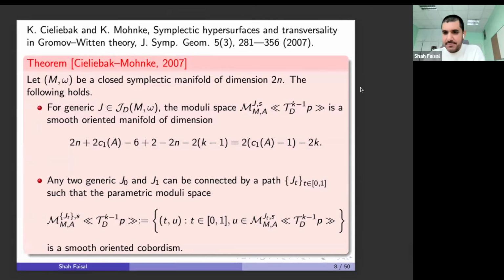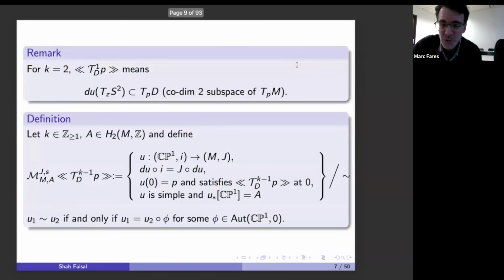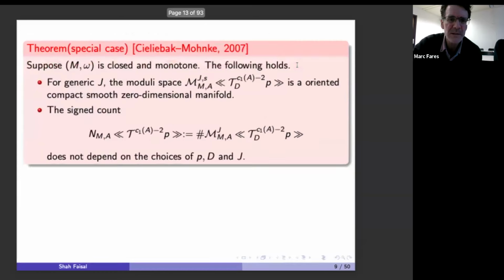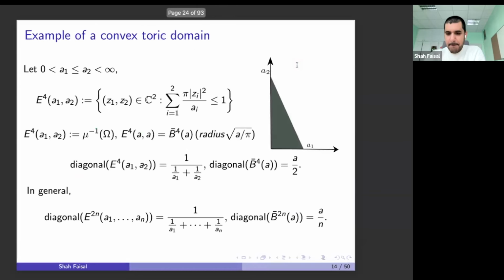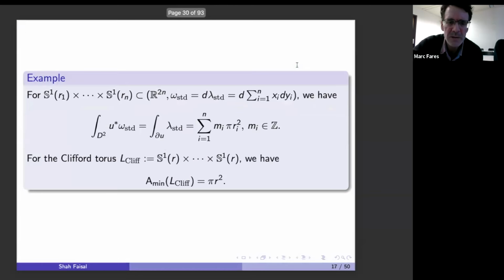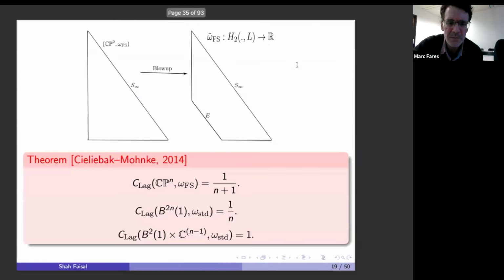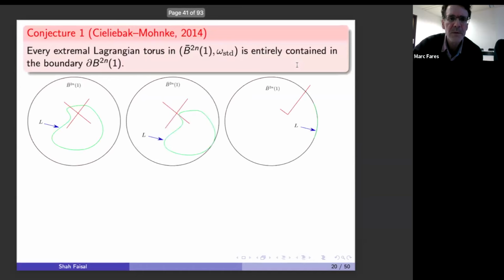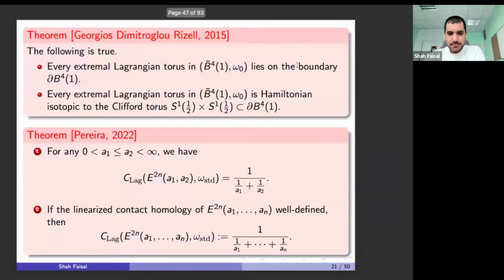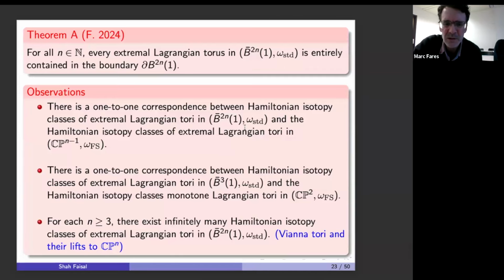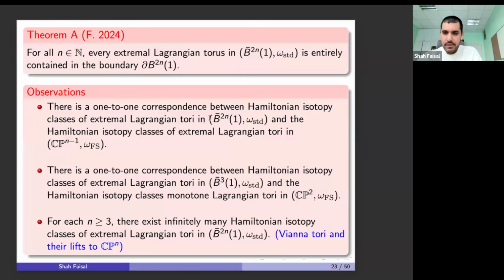Maybe Felix wants to ask. Oh, Shah, thanks a lot for your talk. Can you go back to page 23? I will ask something probably very easy. Can you comment again about this correspondence between isotopy classes in the closed ball and CPN? Dylan already asked this, kind of. So what do you exactly say? You say that if you have a torus in the closed ball, you get one in CPN.